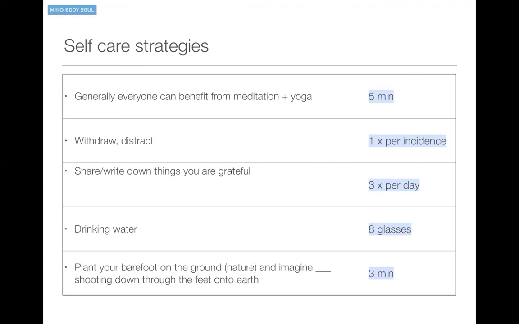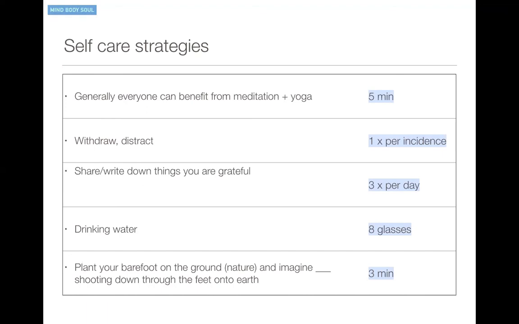Third, write down your feelings or write down the things you're grateful for, maybe 3 things a day. Like, I'm grateful for having 3 meals to eat every day. Number 4, drink water, always 8 glasses.